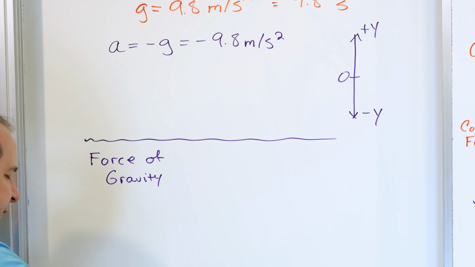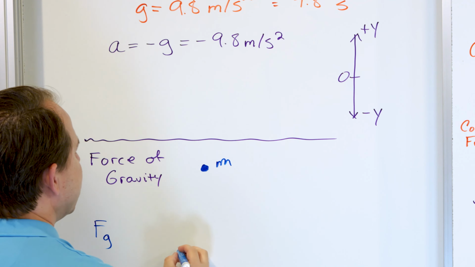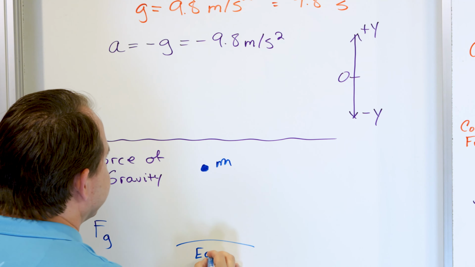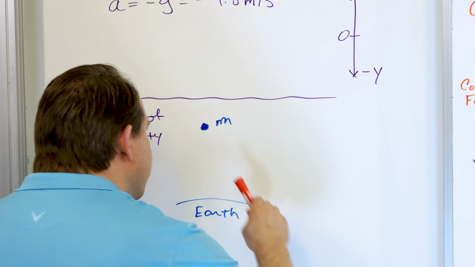Right? So the force of gravity is a famous equation. Here's what it is. The force of gravity, you call it F sub g if you want, right? You have a little object here. It's got some mass. There's some earth down here. Let's call this earth, right? And there is some force acting on this mass.